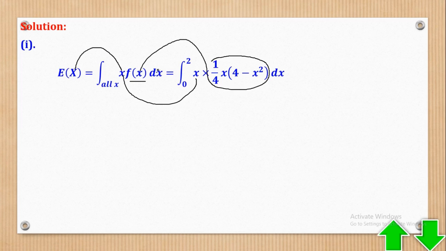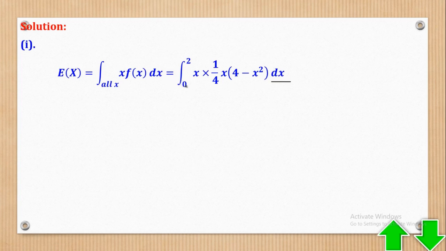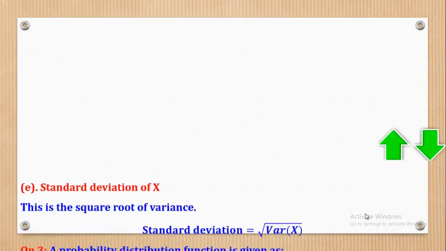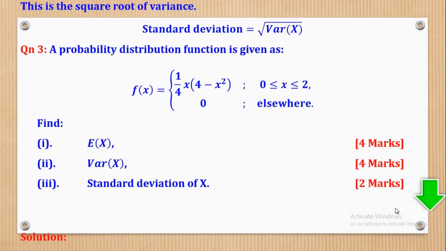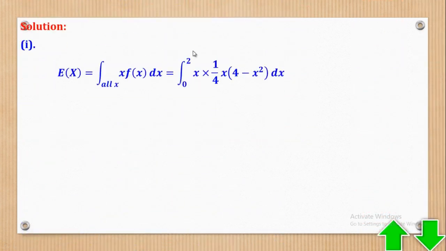But you're integrating with respect to x, so you have to put that dx there. So that dx must be seen. Then all x means that you go back to the question and look at the given interval. So when you go back to this question, you realize that the interval is from 0 to 2. Therefore, that means that you are going to integrate from 0 to 2, as you can see it there. 0 to 2.